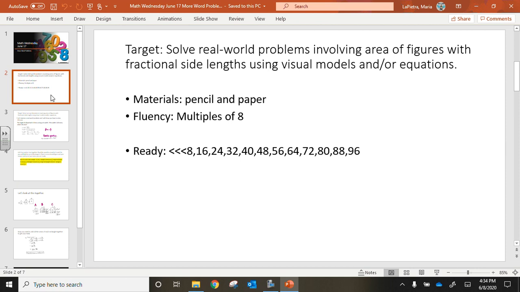We will start today with our multiples of 8. Are you ready? Here we go. 8, 16, 24, 32, 40, 48, 56, 64, 72, 80, 88, 96.